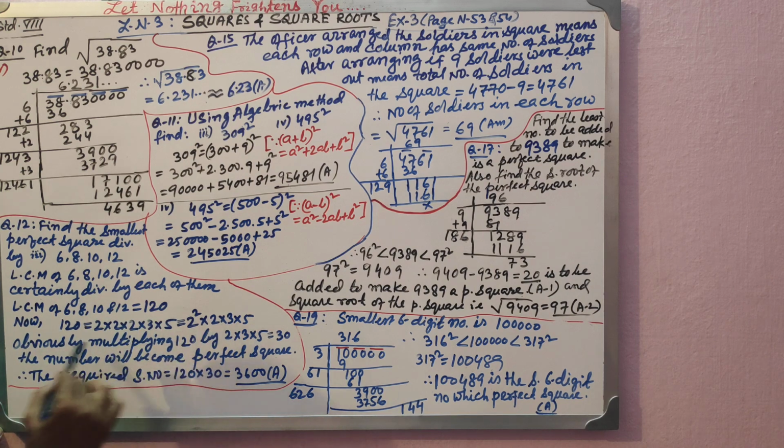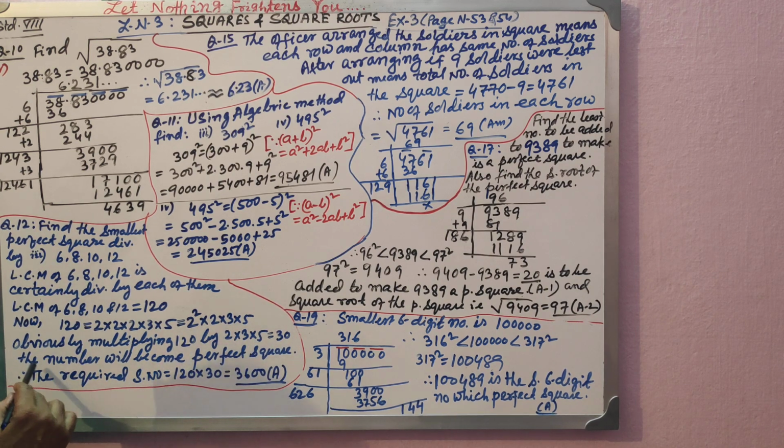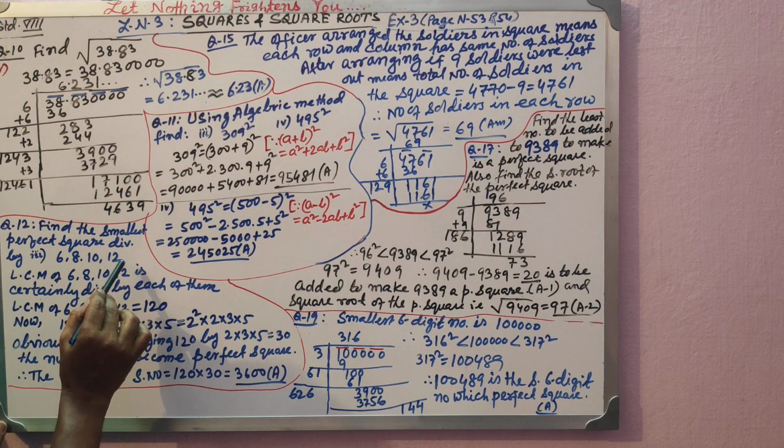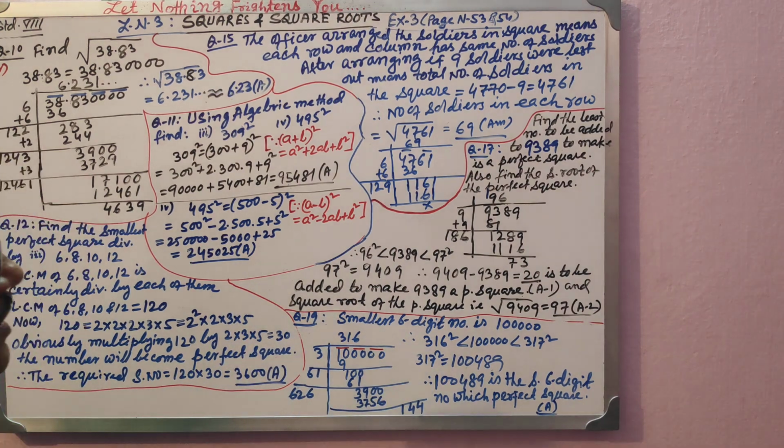So what you do? Obviously multiplying 120 by 2 into 3 into 5, which is the unpaired numbers, that is equal to 30, and the number will become a perfect square. So the required smallest perfect square, which is divisible by 6, 8, 10 and 12, will be 120 into 30. If you multiply, 12 3s are 36, 2 zeros added, so 3600 is the answer.